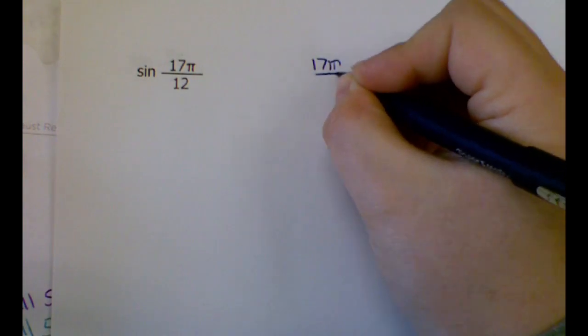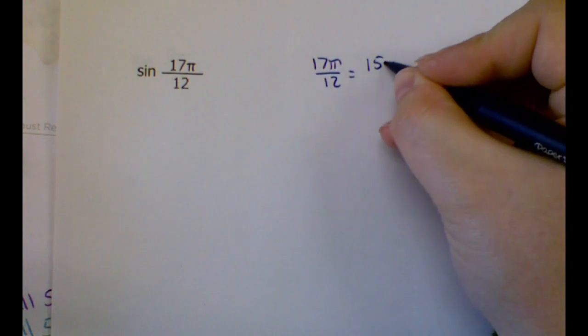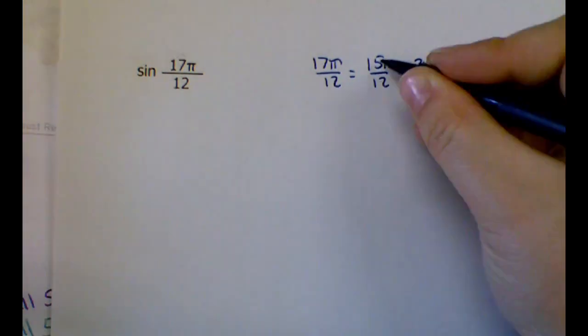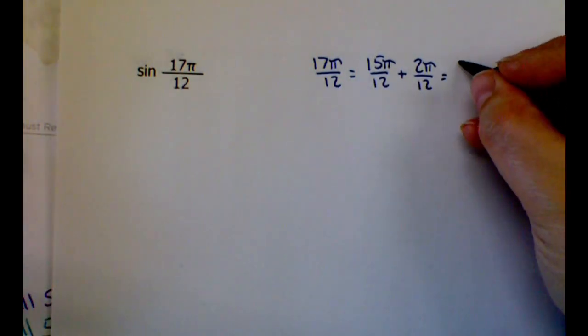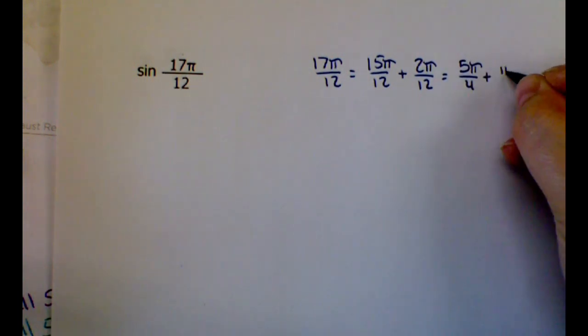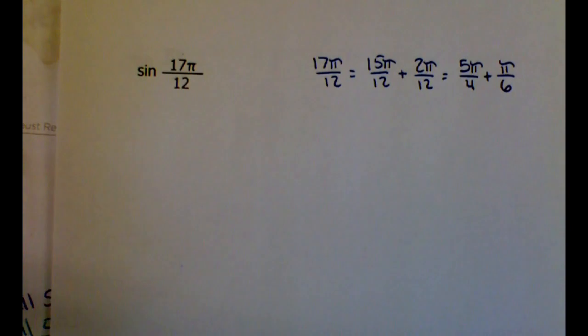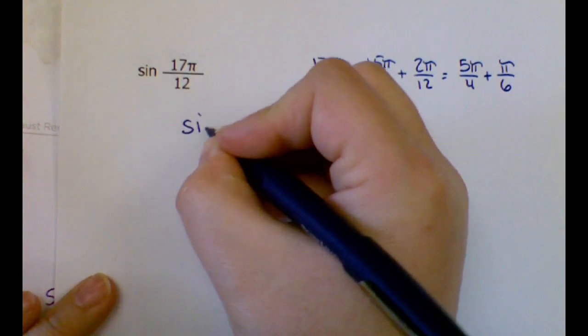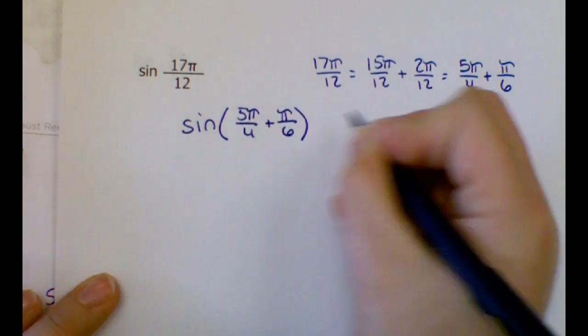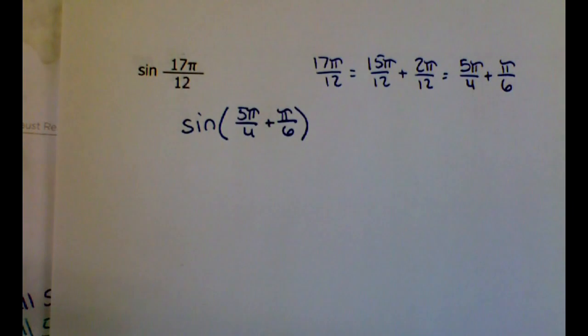All right, 17 pi over 12. So I need to find two numbers that add or subtract to give me that. So I start by thinking, all right, 17 pi over 12. I could do 15 pi over 12 plus 2 pi over 12. And 15 pi over 12, if I divide them both by 3, I get 5 pi over 4, which is on the unit circle. And 2 pi over 12 is pi over 6, which is also on the unit circle. So let's go with that. We're doing the sine of 5 pi over 4 plus pi over 6. If I got numbers that weren't on the unit circle, I'd just try different ones.